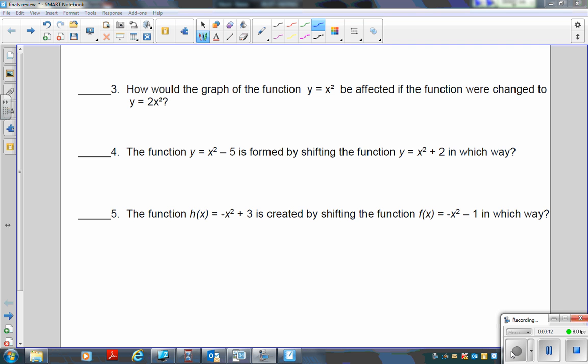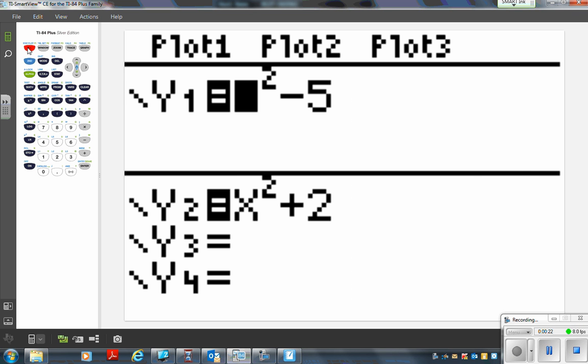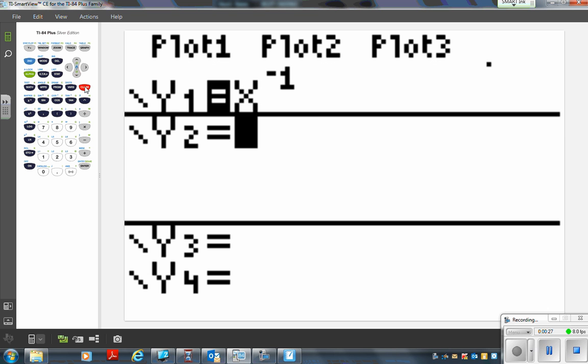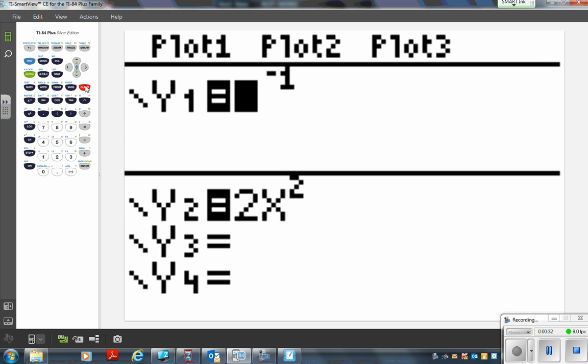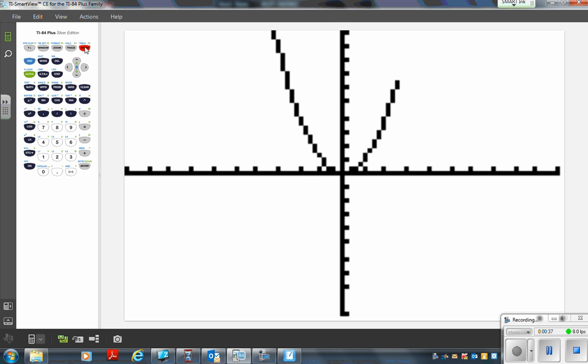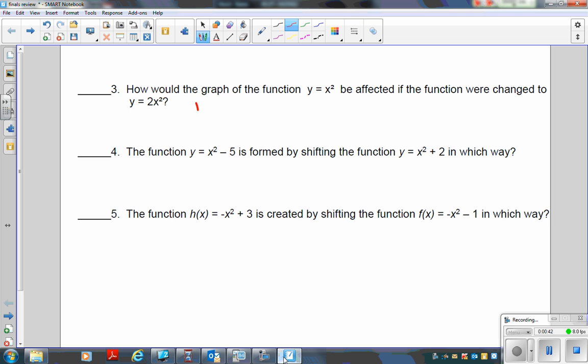It says, how would the graph of the function y equals x squared be affected if it was changed to y equals 2x squared? So all we have to do is graph both of them, look at the picture, and figure it out. Y equals x squared, and y equals 2x squared. All right, now this is x squared, and this is 2x squared. It got skinnier. Another word for that would be getting narrow. It became narrower, or it was stretched.